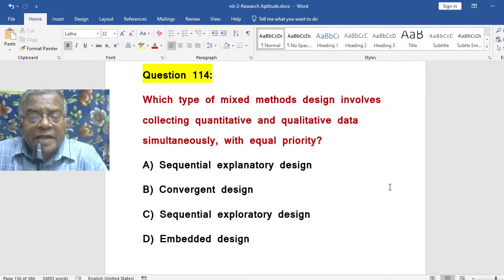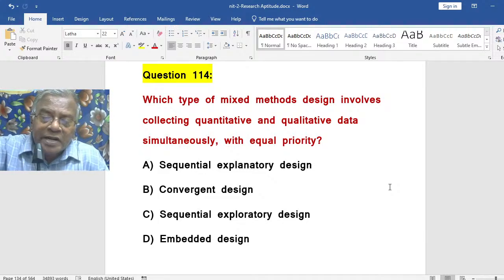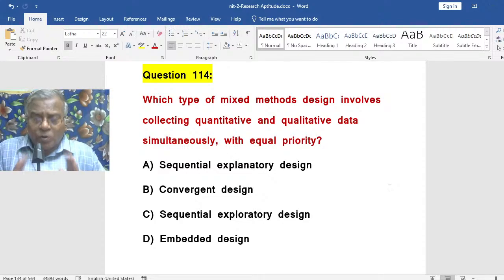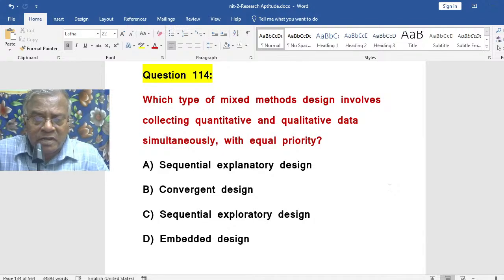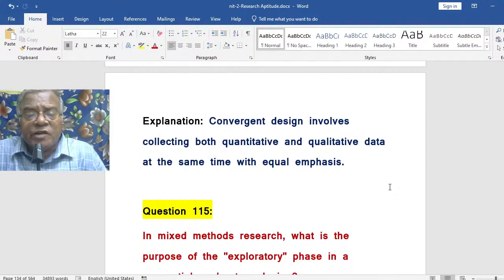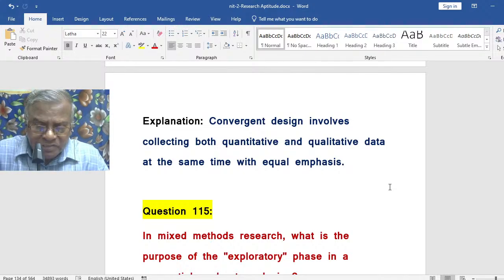Then sequential exploratory design, that is different. That is first quantitative research, then qualitative research. Whereas convergent design, both together, both at the same time. So you must understand the three different types of mixed methods research design. That is, convergent design involves collecting both quantitative and qualitative data at the same time with equal emphasis.